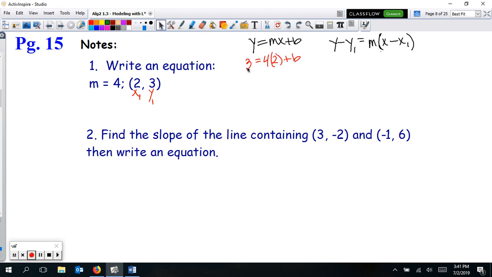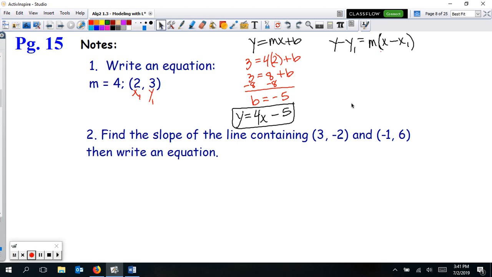So we can plug everything we know in. 3 is y, 4 is the m, 2 is the x. Multiply 4 times 2, which gives us 8 there. And then just subtract 8 from both sides to give us negative 5. So we know now b is negative 5. Now that we know the m and the b, we can write our equation of y equals 4x minus 5. So there's our m is 4, b is negative 5.